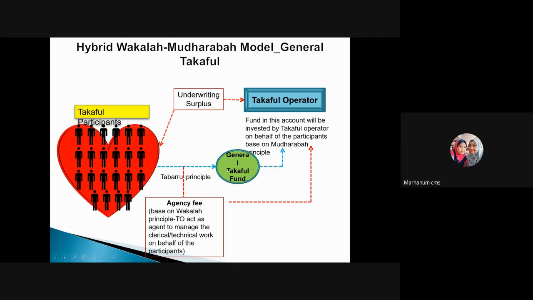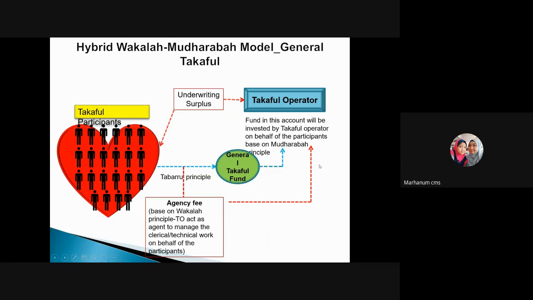to the risk fund in terms of investment, because they don't need to disclose their profit sharing ratio to the participant based on the wakalah model that they adopted.